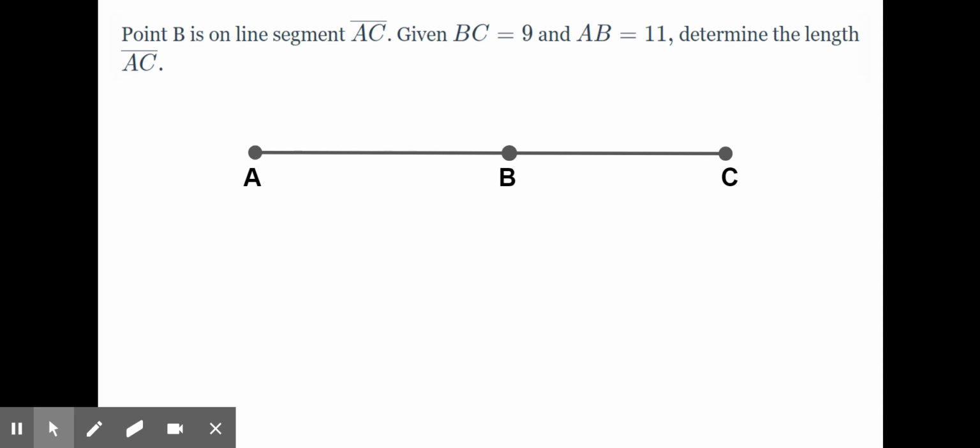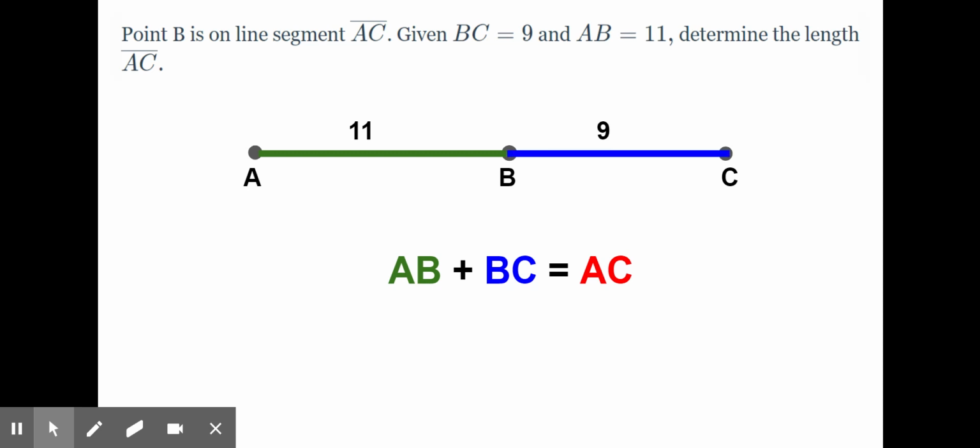Now we need to label our sections. BC, the distance from B to C, is 9, and AB, the distance from A to B, is 11. They want to know what AC is, the length of the entire line segment. Well, if we take the first segment from A to B and add to that the second segment from B to C, that gives us the length of our entire line segment, AC.